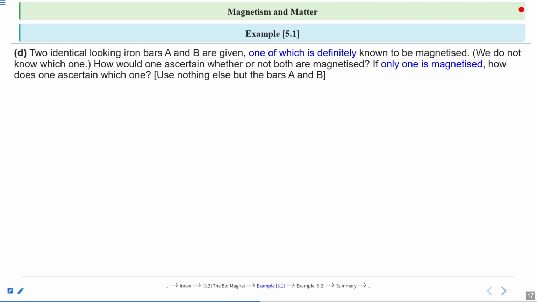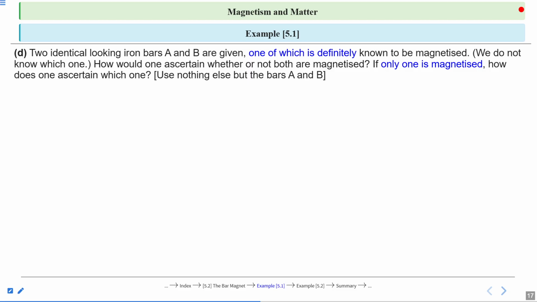Two identical looking iron bars A and B are given, one of which is definitely known to be magnetized. We do not know which one. It is not definite whether the other is magnetized or not. It can happen that both are magnetized, or that only one is magnetized. But we know that one is definitely magnetized.